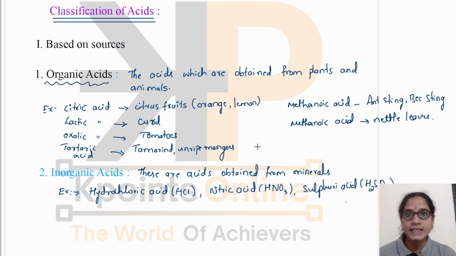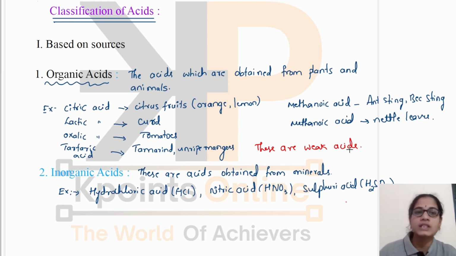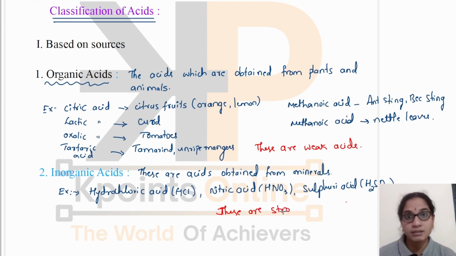Organic acids are weak acids, as they do not completely ionize in aqueous solution to produce H+ ions. Suppose there are 100 molecules of citric acid, then all of them will not give H+ ions. Only 5 to 10 molecules will give H+ ions. Whereas inorganic acids are strong acids, as they ionize completely in water to form H+ ions.